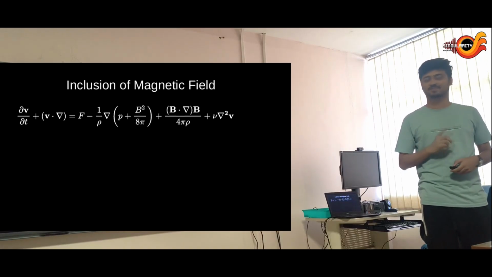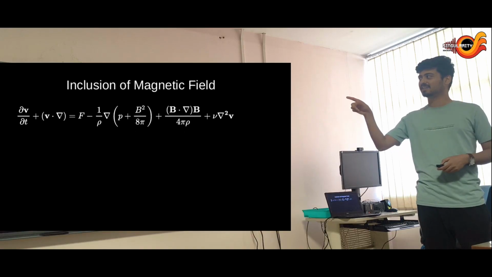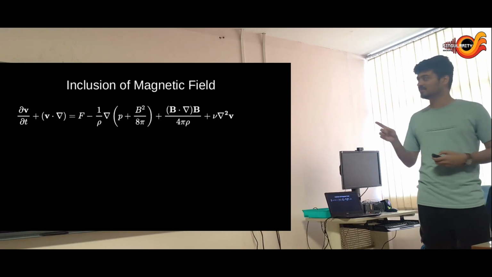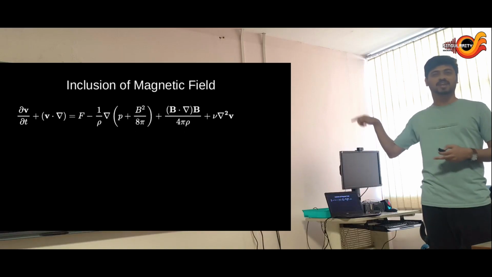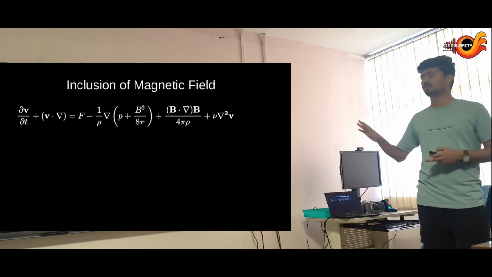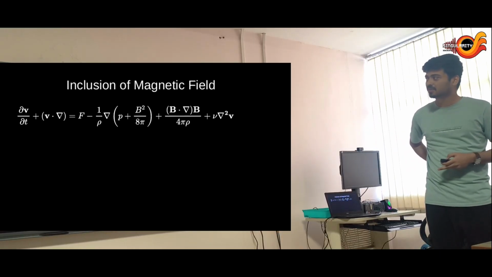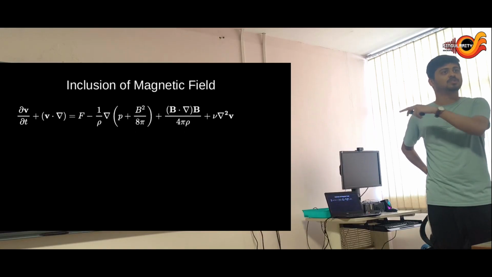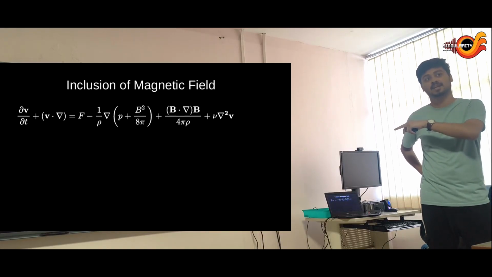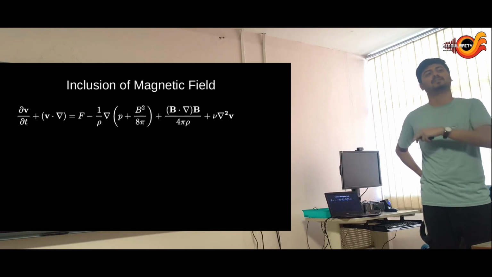It's very complicated, but there are only two extra terms you can see here: the B square by 8 pi and the B dot grad times B by 4 pi. Now B square by 8 pi, because it is with pressure, you know that it's also a pressure kind of term. It is the pressure due to the magnetic field.